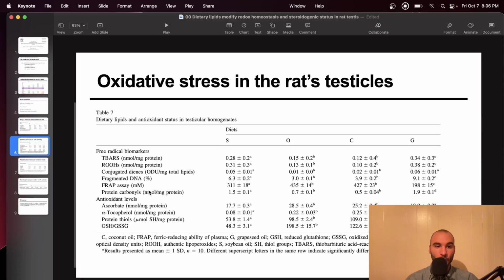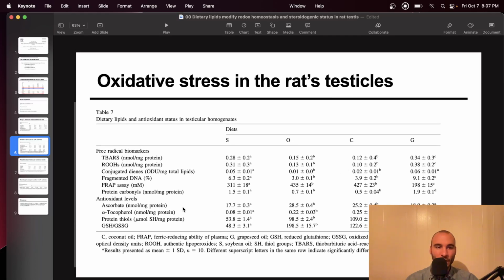The last one for the free radical section is the protein carbonyls. Protein carbonyls are a marker of protein oxidation, usually via polyunsaturated fatty acids and lipid peroxides. What you're seeing here is that the coconut oil group and the olive oil group have about 1/4 and 1/3 the amount of protein carbonyls as the grapeseed oil group, and about 1/2 and 1/3 of the soybean oil group. So again, coconut oil and olive oil for the win so far.